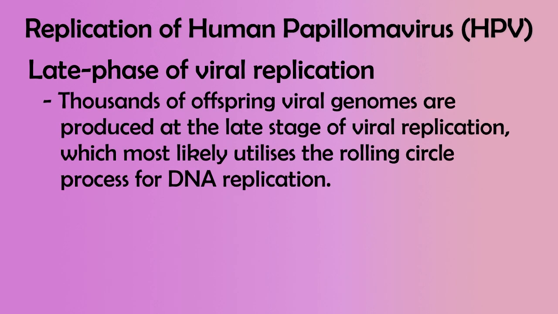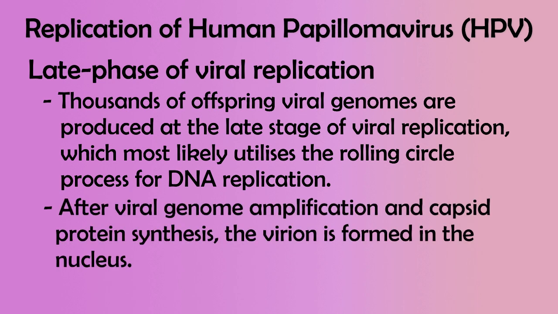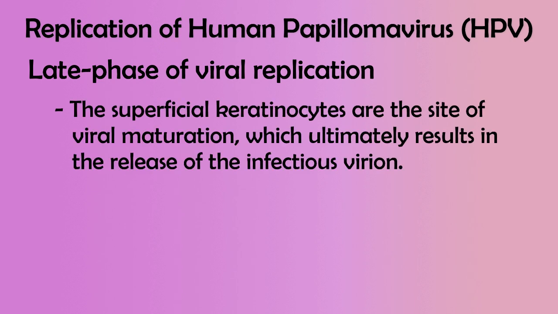Thousands of offspring viral genomes are produced at the late stage of viral replication, which most likely utilizes the rolling circle process for DNA replication. After viral genome amplification and capsid protein synthesis, the virion is formed in the nucleus. The superficial keratinocytes are the site of viral maturation, which ultimately results in the release of the infectious virions.